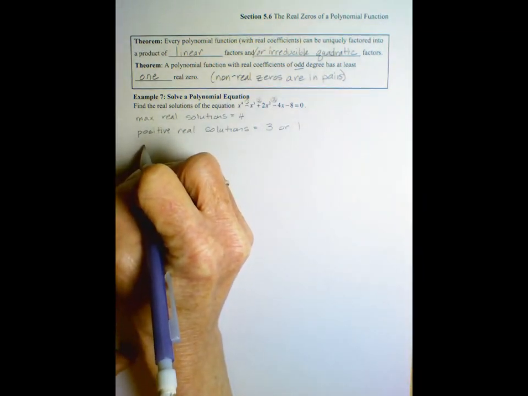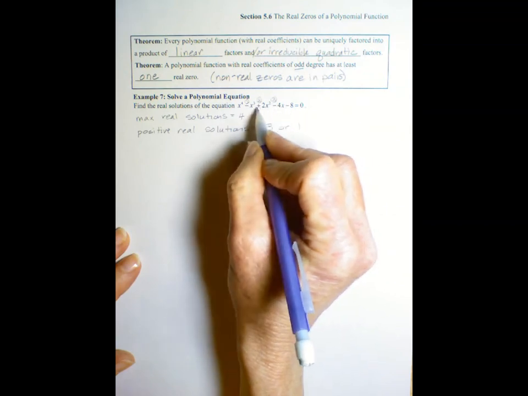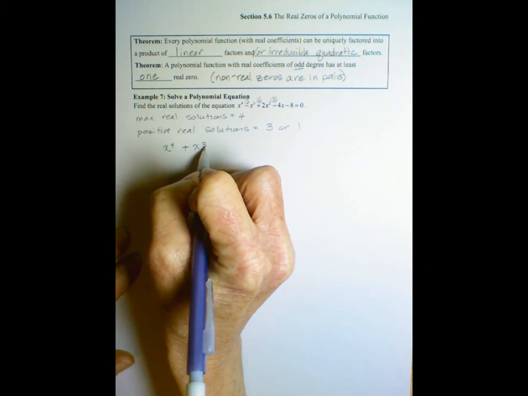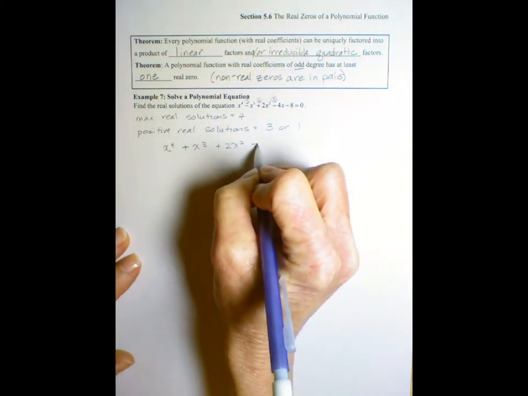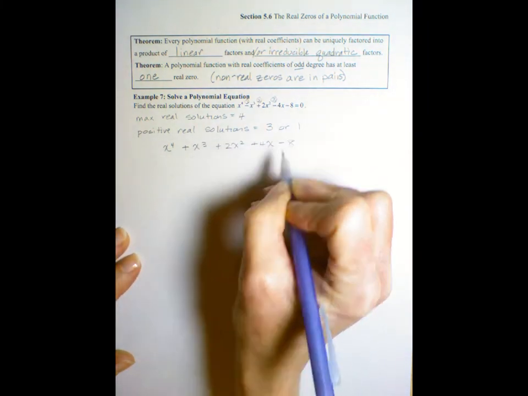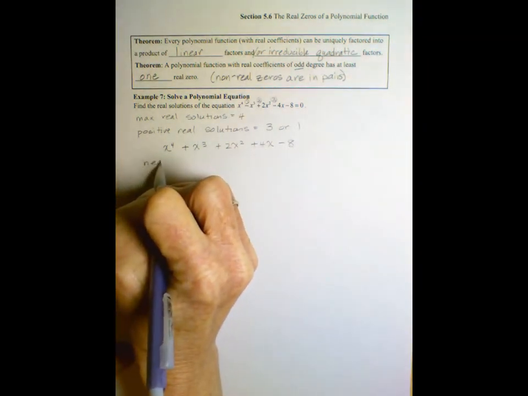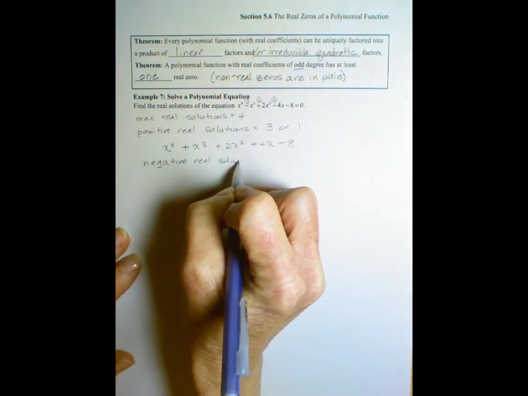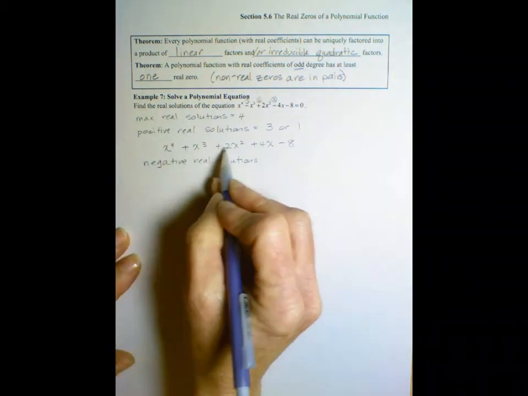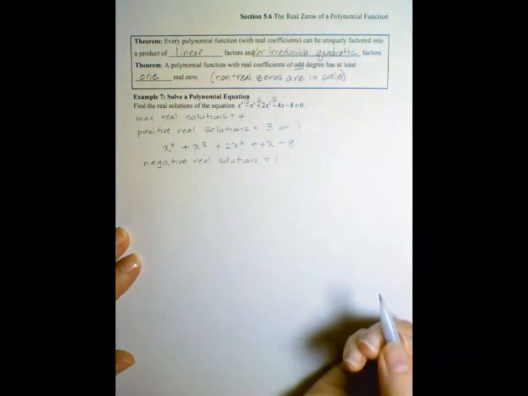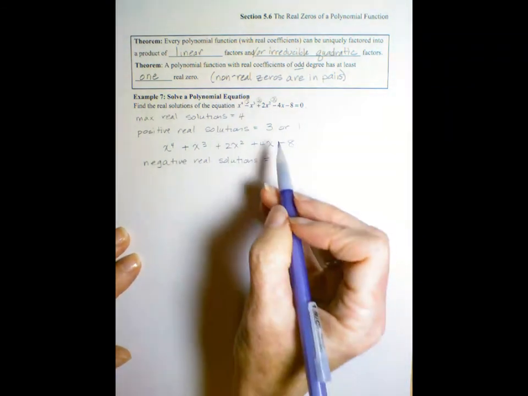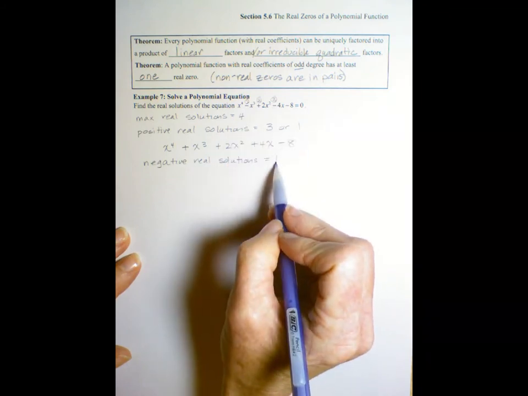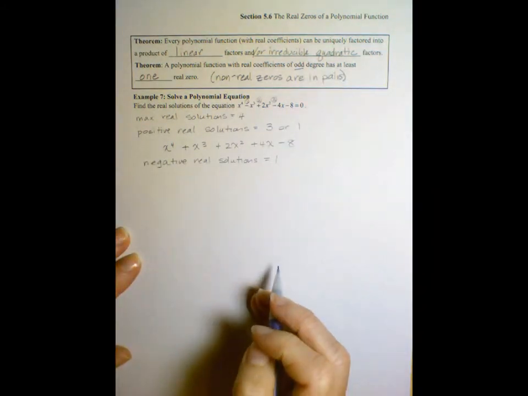Let's substitute in negative x, and remember that just changes the sign on the odd powers of x. So we have x to the 4th plus x cubed plus 2x squared plus 4x minus 8, counting the sign changes for negative real solutions. We just get what? 1. There's only one change. Okay, so we either have 3 positives and 1 negative for a total of 4, or 1 positive, 1 negative, and 2 non-reals for a total of 4.